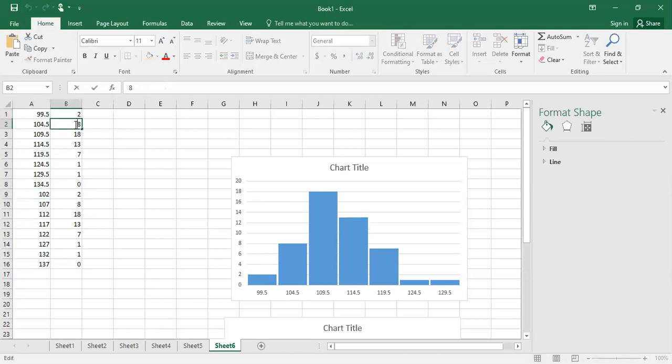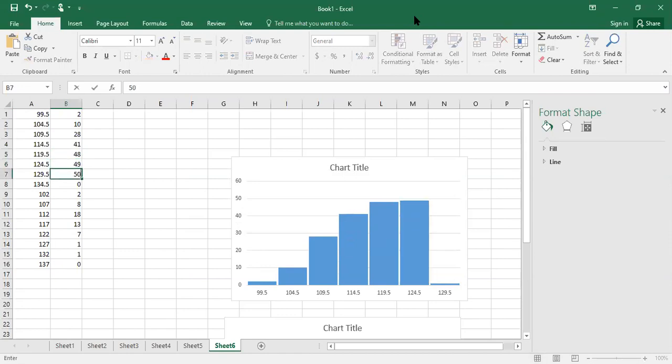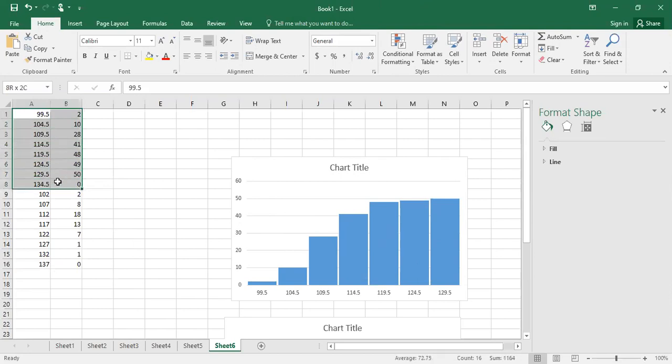Here we have 2. Here we will have 10, then 28, plus 13, 41, plus 7, 48, plus 1, 49, 50. This is the cumulative frequency. This graph is not what we are interested in, because I'm making changes here. So I'm going now to highlight the class boundaries together with the cumulative frequency.